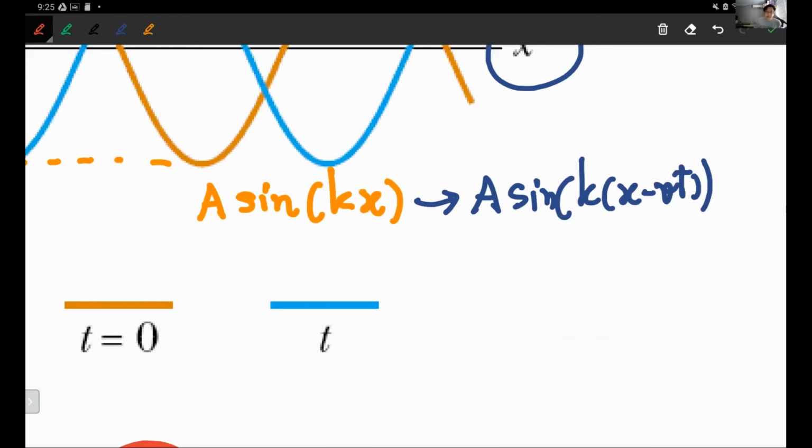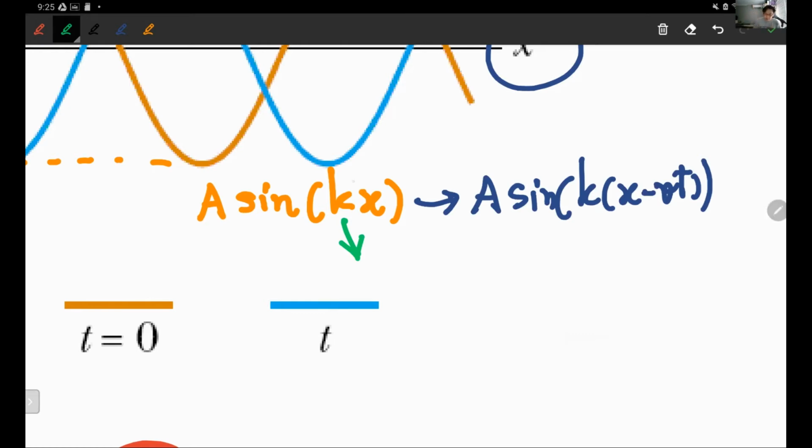I said at time 0, the sinusoidal wave looks like A sine kx, right? Now I'm going to crack this one open. What is the k, actually, as a physical parameter? Think about it, this is the number that gives you the compression or stretch, whatever you like. But we already learned about the wavelength. The wavelength is the distance for one cycle.